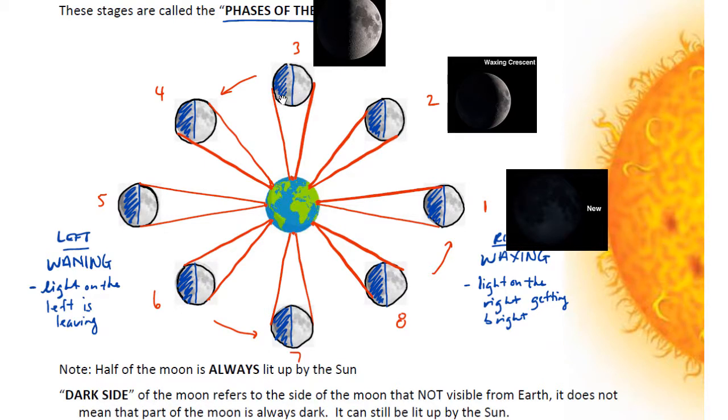Okay, some people do call it half moon, but the moon's always half lit. It just depends on your perspective. So quarter moon is the best way to describe it. This would be first quarter, and this would be last quarter.